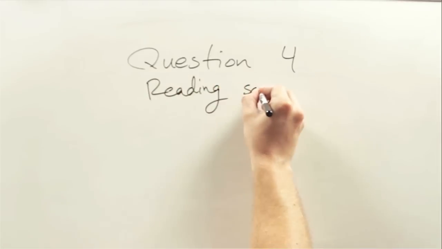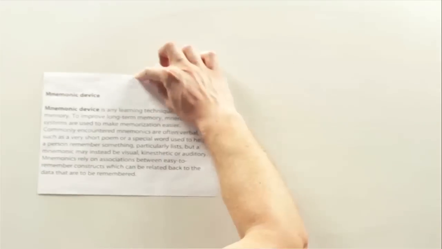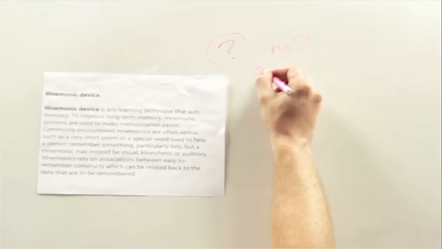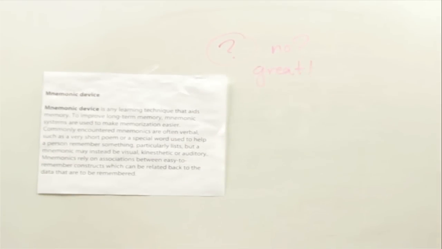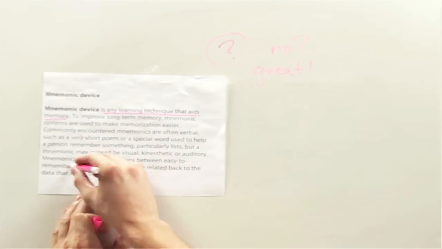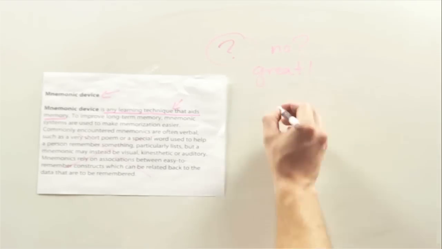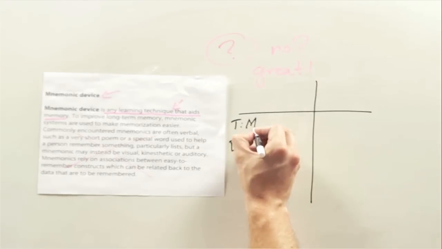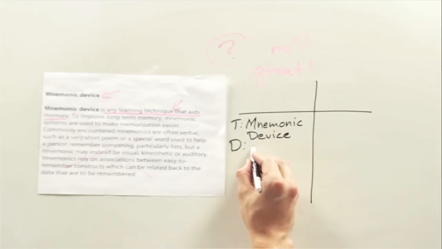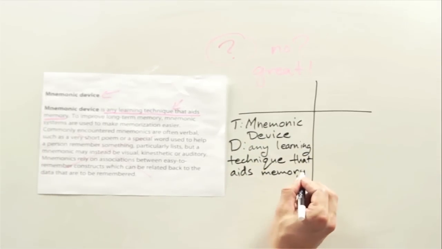In our example, the reading topic is mnemonic devices. Ever heard of them? No? Great, because it's defined in the very first sentence. Mnemonic device is defined as any learning technique that aids memory. The rest of the passage, it's just extra. So we only write that sentence. We only write that definition. And that's it. Now we move on to the lecture.